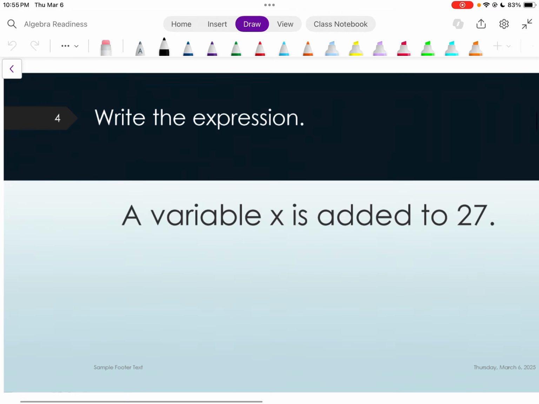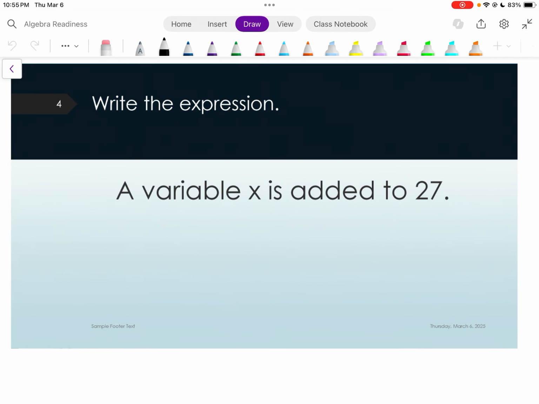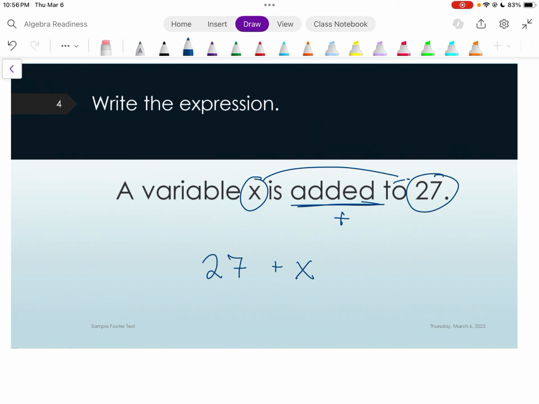Okay, so we are going to practice writing expressions. For this one, a variable x is added to 27. So we have x and 27 and the word added, which means plus. The x is being added to the 27, which means we're going to start with 27 plus x. And that would be our answer.